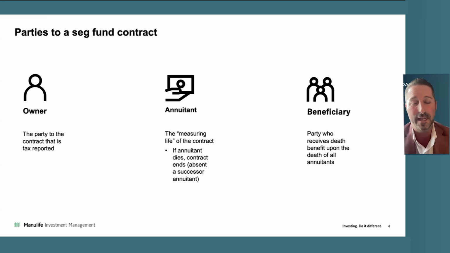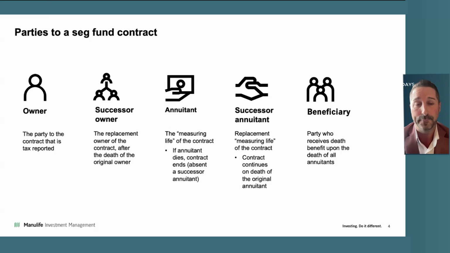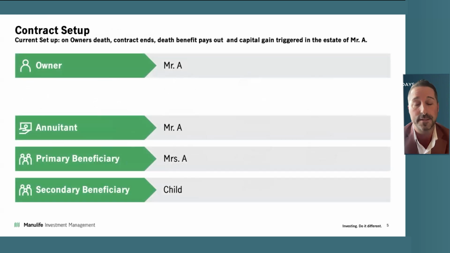So keep that in mind when you're setting up contracts. People sometimes pass away in an order you don't expect. A wife can predecease a husband, a child could predecease a parent. So consider contract setup, very important. Keep in mind you can also have a successor owner. You can also add in a successor annuitant. Think about it, because contracts that are not set up properly can lead to some mistakes.